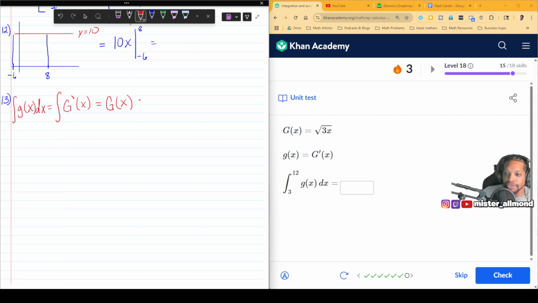So there's that. So when I integrate g of X, that's just literally going to come to this: capital G of 12 minus capital G of 3. And whatever that is, that should be our final answer. The integral of lowercase g is capital G. All right, so G of 12 is the square root of 3 times 12, which is 36, minus the square root of 3 times 3, which is 9. Square root of 36 is 6, minus the square root of 9, which is 3. Final answer should be 3.